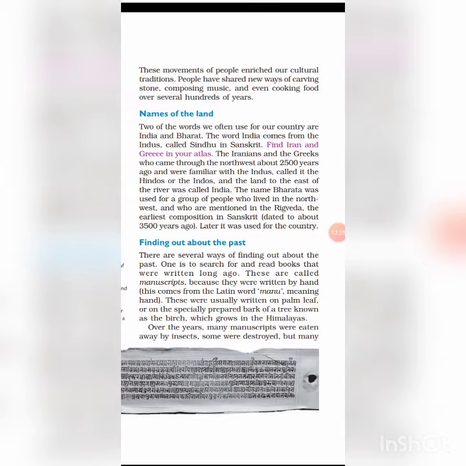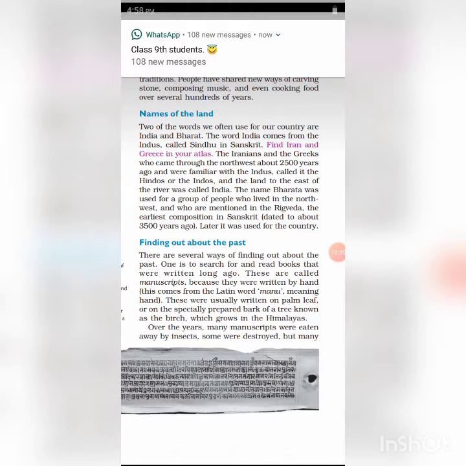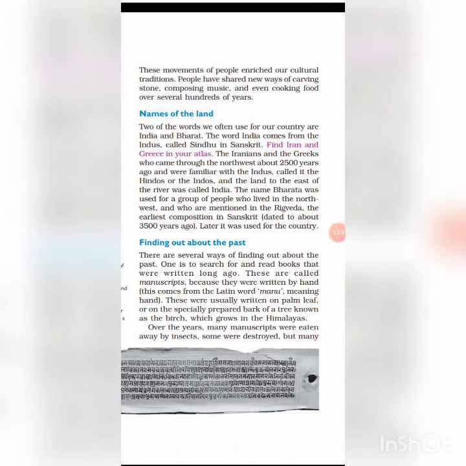When the Iranians and the Greeks came through the northwest about 2,500 years ago, they were familiar with the Indus, so they called it Hindus or Indos, and the land to the east of the river was called India.